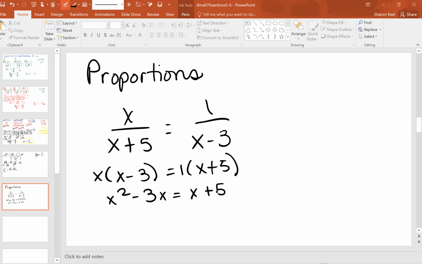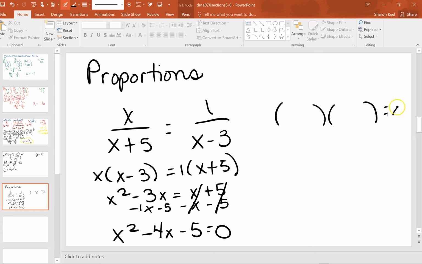In order to solve for x, I need to make myself a trinomial. So I'm going to move the x and the 5 to the left side. They're going to cancel out here. And I have x squared minus 3 minus 1 is negative 4x, and then bring down the minus 5 equals 0.